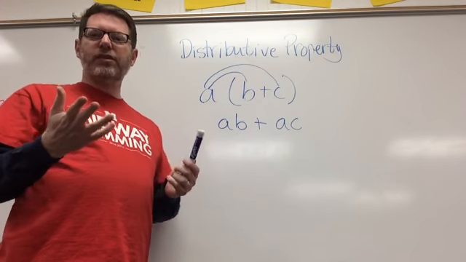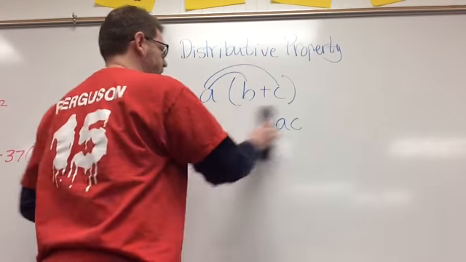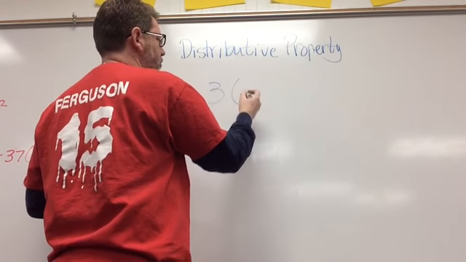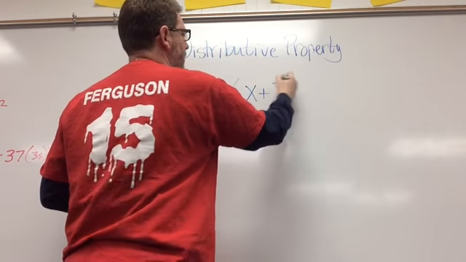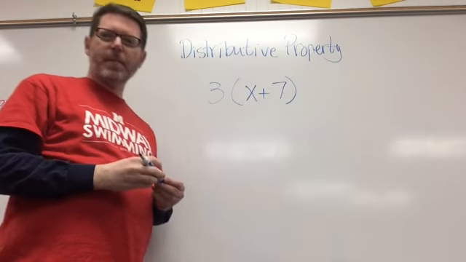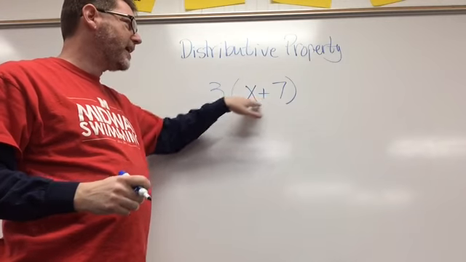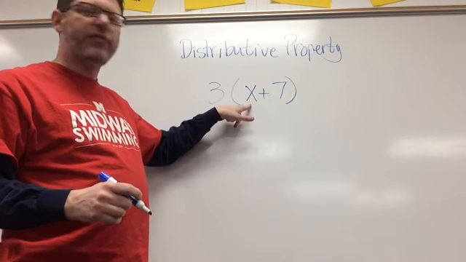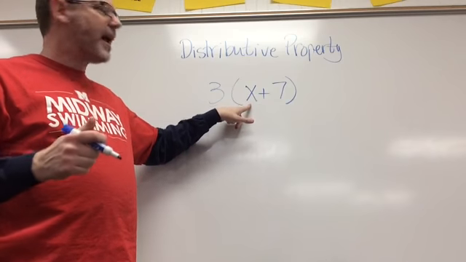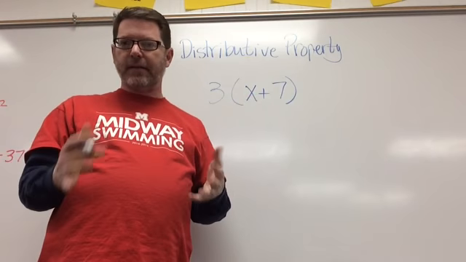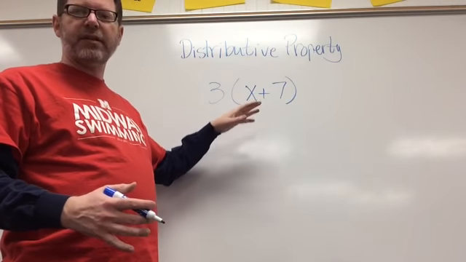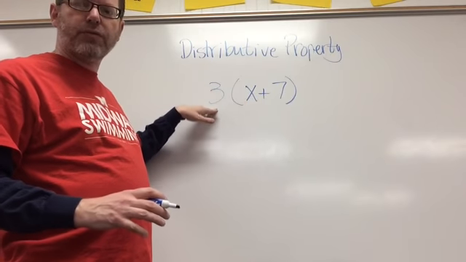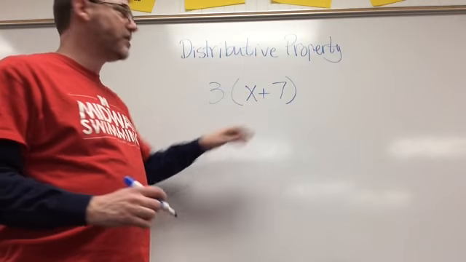Now let's look at it with some real number situations. Let's say I have 3 times the quantity of x plus 7. I can't add x and 7 together because 7 doesn't have a variable x. The only way I could add x to anything is if it had an x in it. So I can't say x plus 7 is 7x. That's wrong.